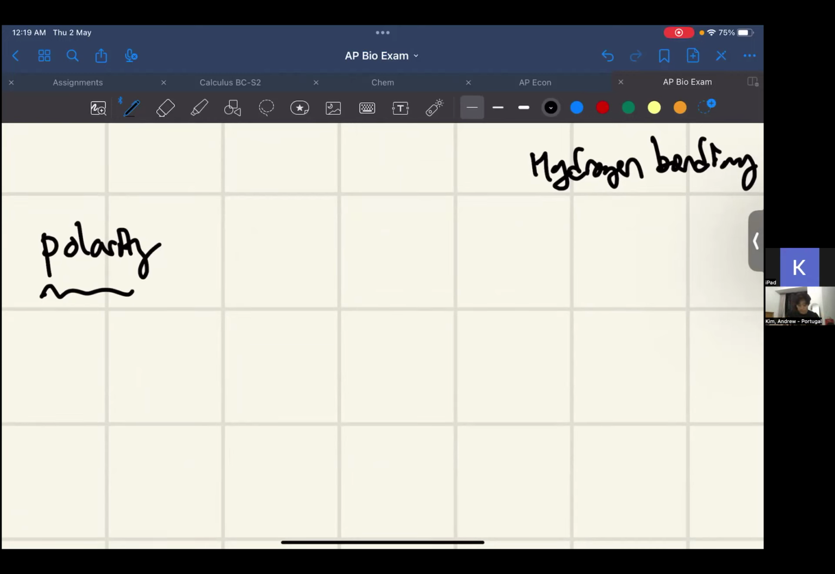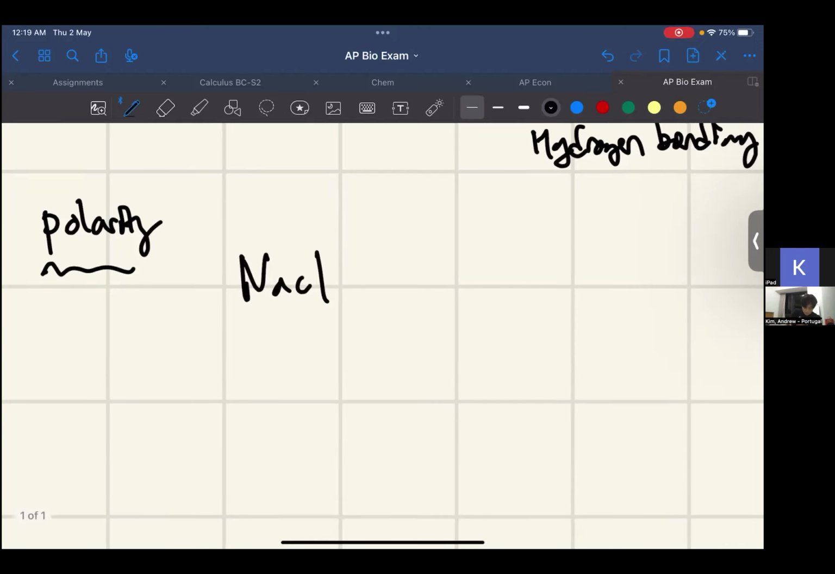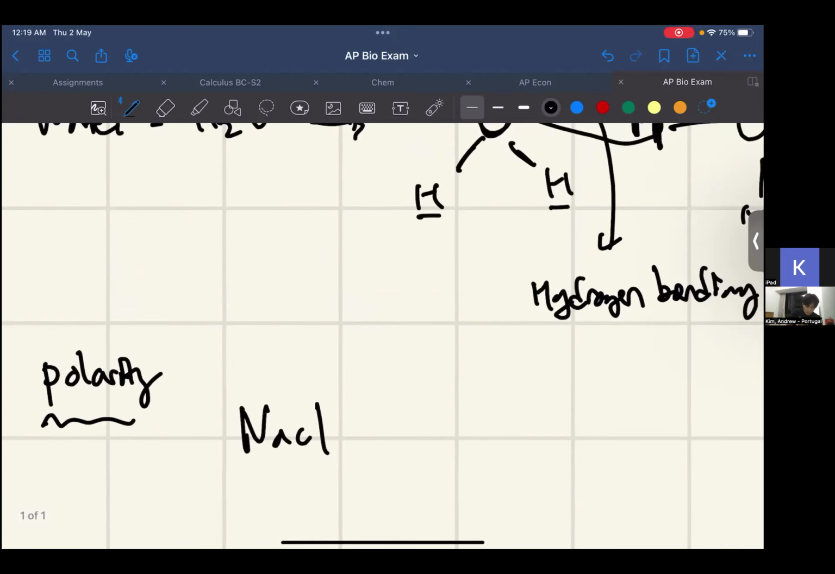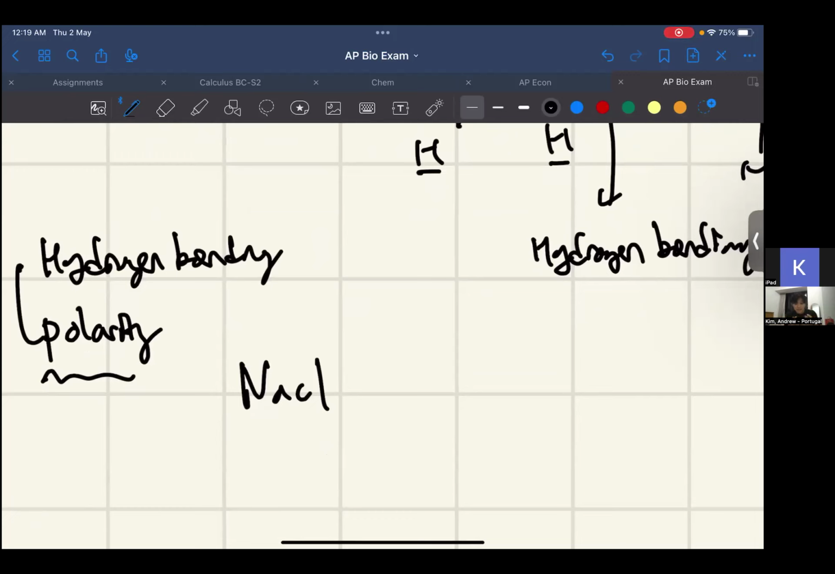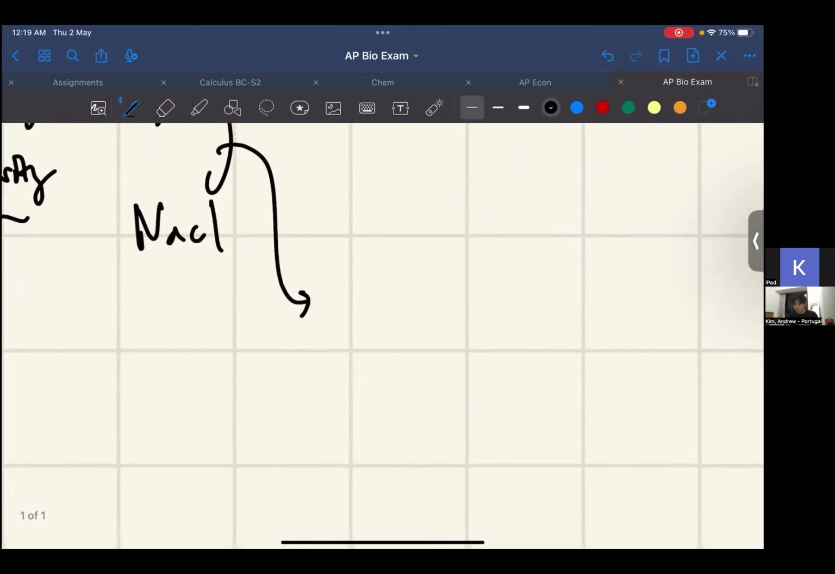So for example, salts, NaCl, right? It's polar and it's easily dissolvable by water. So that also leads to a lot of important characteristics of water. Now, let's actually talk about these two: hydrogen bonding and polarity are two basic characteristics that lead to all the practical characteristics that water has.